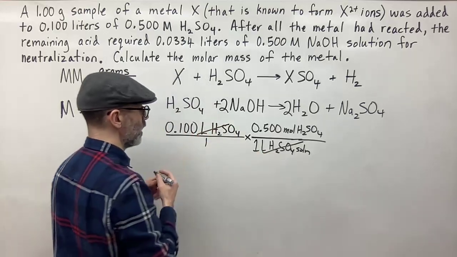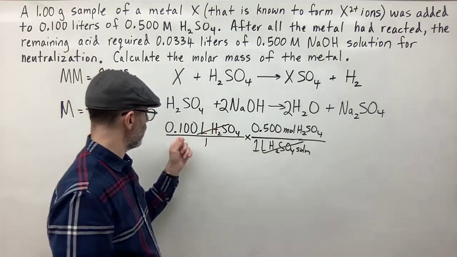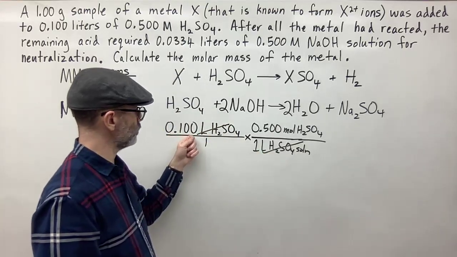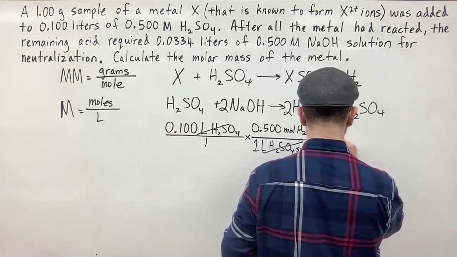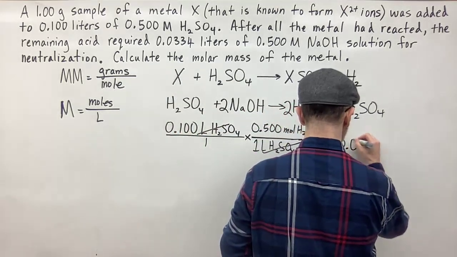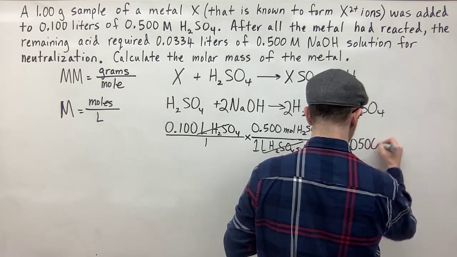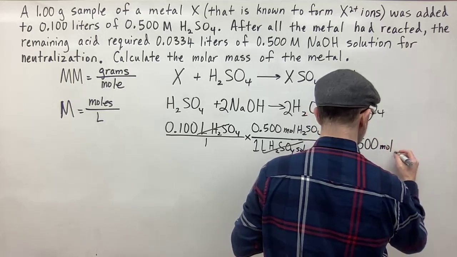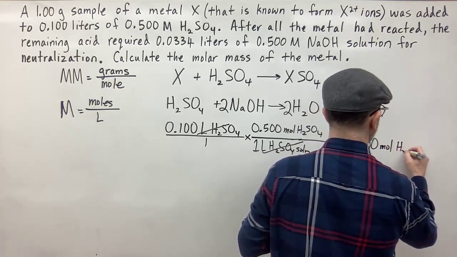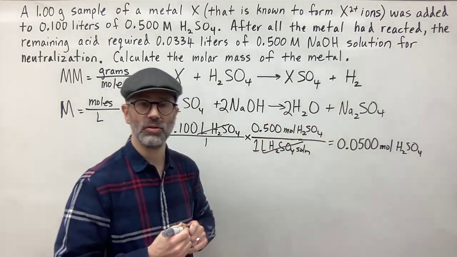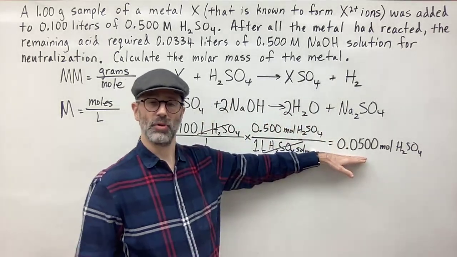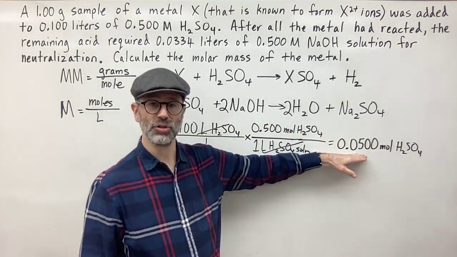Liters are going to cancel out. So if we multiply 0.100 times 0.500, we get 0.0500 moles of H2SO4. So that's the total amount of H2SO4 in our original solution.